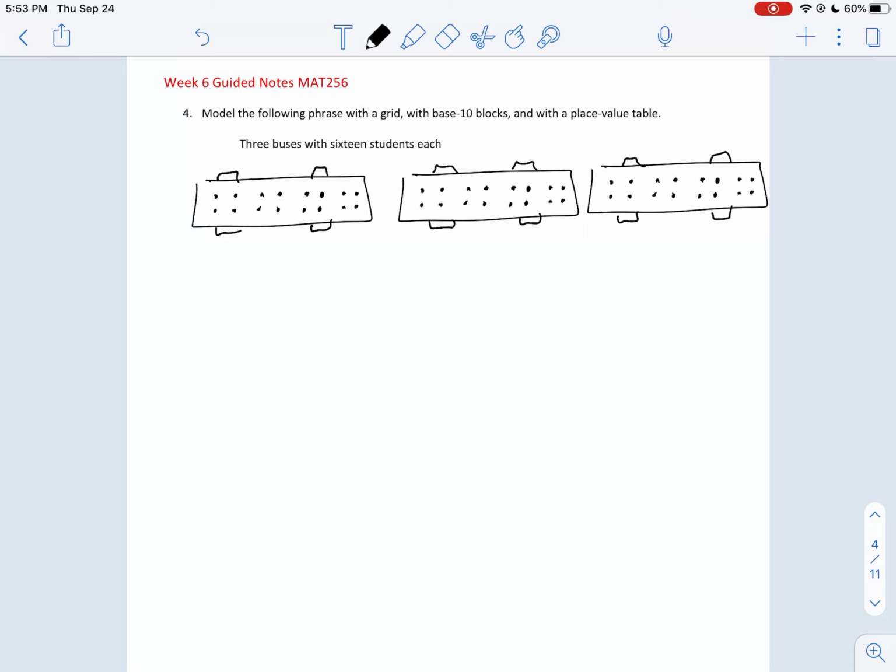Okay, but we're going to model this scenario. Buses would be the multiplier, because we have 3. Each bus is like a copy of something. Then we have 16 students per bus. I'll just put a B for bus. And we're going to wind up getting a total of 48 students.